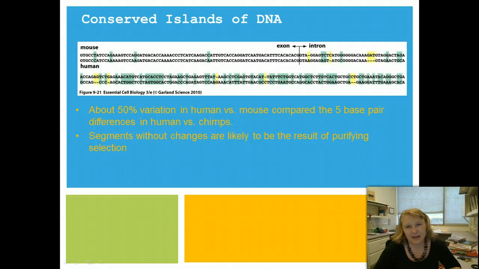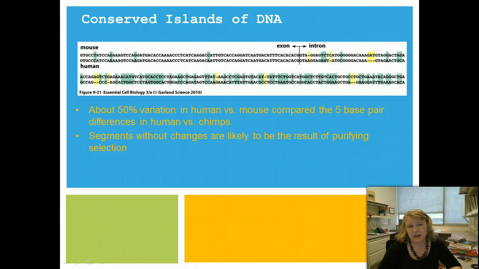So this takes us to our next topic, conserved islands of DNA. We've talked about conserved DNA, and what this means is sequences that are similar across multiple species, or, if you're talking about within the same species, multiple individuals. But in this case, in this entire lecture, we're talking about multiple species. So anywhere there's green on the mouse is similar to the human, and you can see where those conserved regions are.